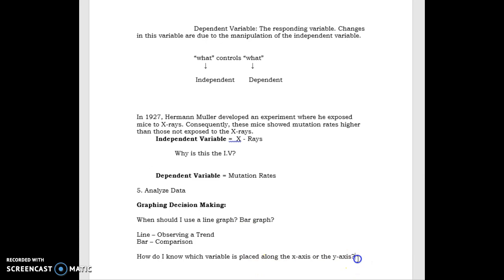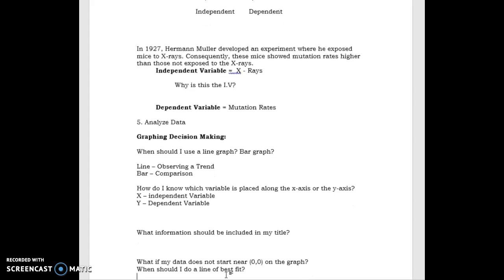How do I know which goes along the x-axis and y-axis? The x-axis is your horizontal axis on a graph, and your y-axis is your vertical. The x-axis is going to be the independent variable. So that goes back to understanding, can I identify which one is the independent and dependent? If you can't do that, then you're somewhat going to be messing up your graphs as well. The y will then be the dependent variable. So that's an important question to ask yourself before you start constructing your data.